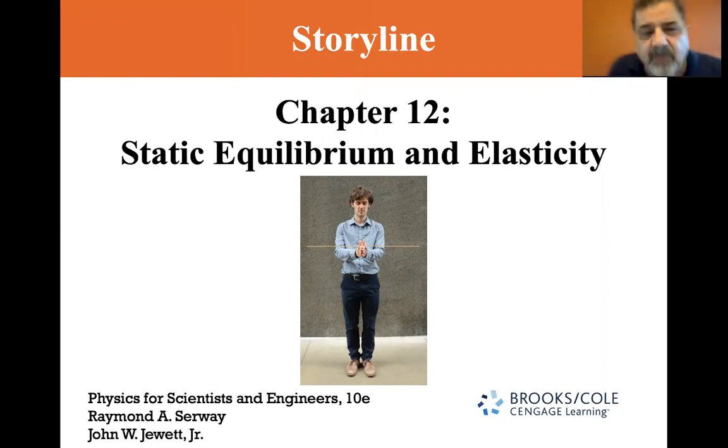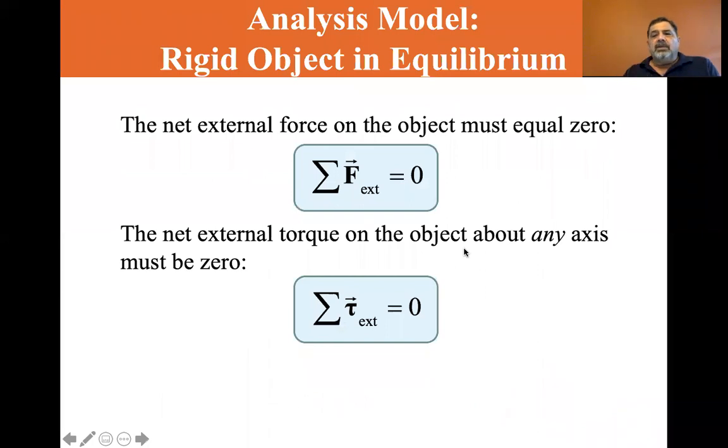So we're going to talk about static equilibrium. What is needed for equilibrium? Well, we need two things for equilibrium. The net external force on the object must equal 0. Well, we already know that. The sum of the external forces equals 0. We have 0 acceleration.